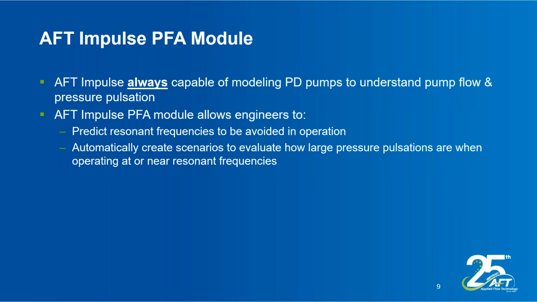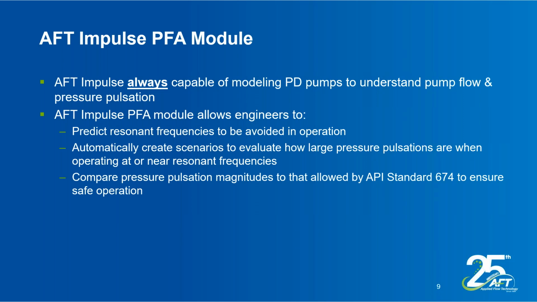In addition to predicting the resonant frequencies of those PD pumps that you want to avoid, you can also have Impulse automatically create child scenarios. That way you can actually see what the transient pressure response would be if you are operating your system at those frequencies. And then you can compare those pressure pulsations to various standards, mainly the API standard 674.